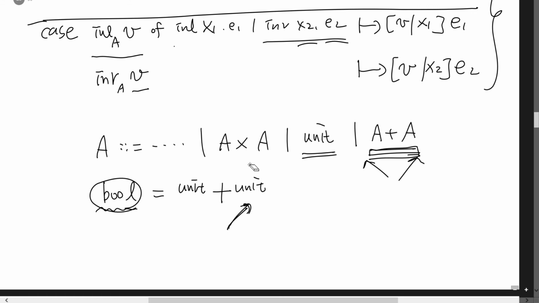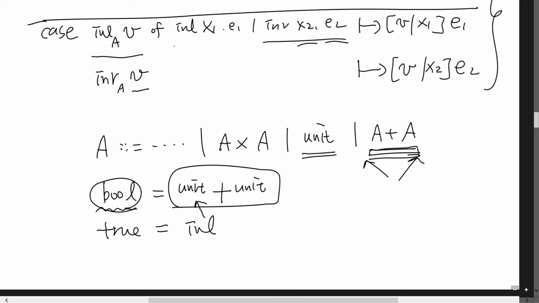So this is the way that we encode the Boolean type using unit type and sum type. True is encoded as the left side, which is injection left with unit, and the type annotation is going to be unit. And false is going to be the right choice, the right case, injection right. So we go to the right side, and this is going to be unit, and the type annotation is unit.